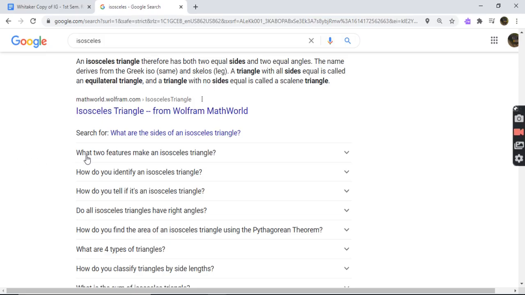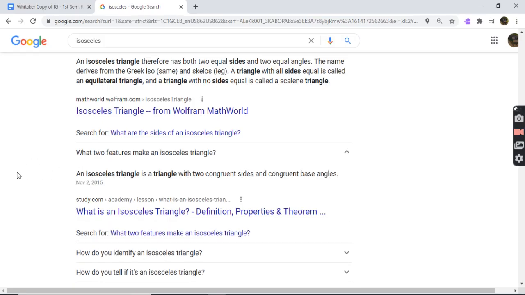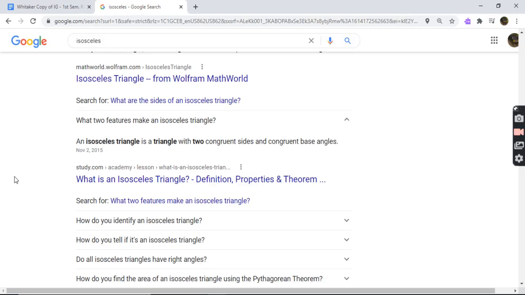What two features make an isosceles triangle? An isosceles triangle is a triangle with two congruent sides and congruent base angles. What is the difference between the isosceles triangle and the equilateral triangle? Just ask me this one question, then I'll give you a shout out. Just give me your best effort. I'll give you a few seconds.